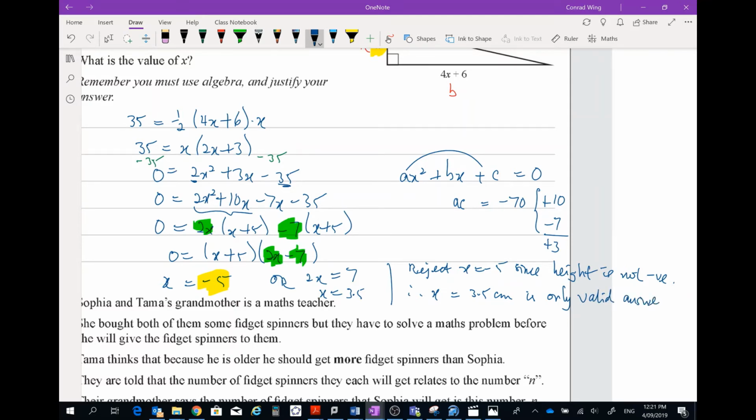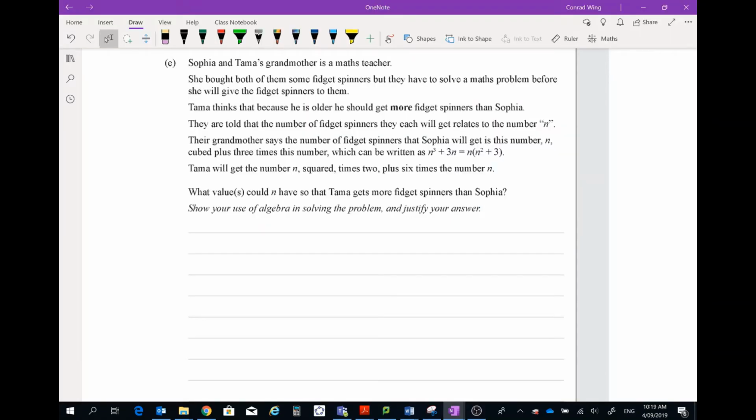Okay, so we'll stop there. Right, let's have a look at this. So the important words here: their grandmother has got a formula for calculating how much she's going to give to Sophia, which is given, which is nice and easy.